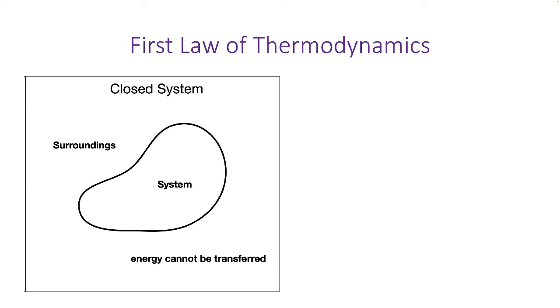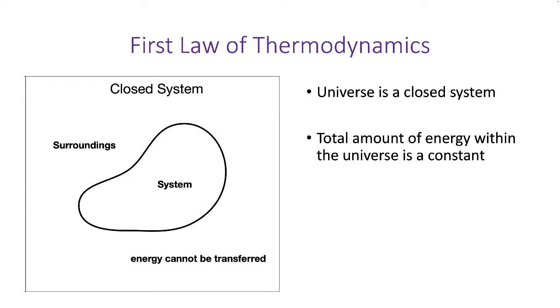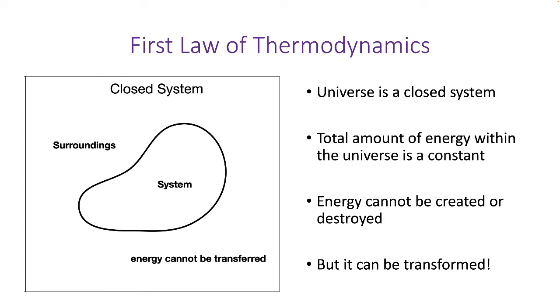In contrast, a closed system can transfer energy within the system, but it cannot transfer energy to its surroundings. For example, we consider the entire universe to be a closed system because, at least as far as we know, there aren't any surroundings. And this brings us to the first law of thermodynamics, which states that the total amount of energy within the universe is constant. That makes sense, right? Because we cannot move energy in or out of the system. Energy can be transferred from place to place within the universe, and it can be transformed from one form into another form, but it cannot be created, nor can it be destroyed.